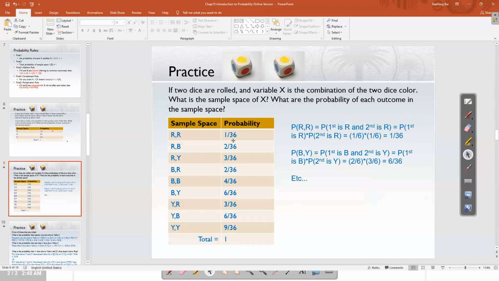What if we have 2 dice, right? They make it a little more complicated. So if your 2 dice are rolled and the variable x is the combination of the 2 dice colors, what is the sample space of x? And what are the probability of each outcome in the sample space?